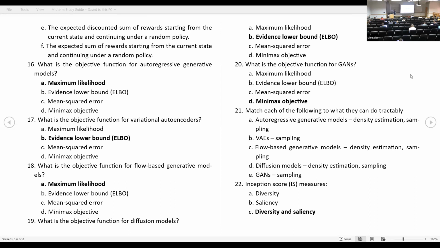Okay, so I believe where we left off last time was we were interested in looking at some of these questions about generative models, right? Questions 16 through 20 deal with objective functions for generative models, and question 21 deals with what we're able to tractably do with different generative models. So yeah, these are the answers. Which of these objective functions did you have questions about?